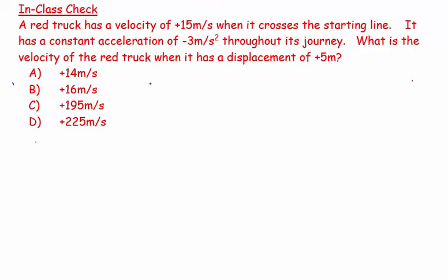So this question says that a red truck has a velocity of plus 15 meters per second when it crosses the starting line. So let's visualize that. Here's our truck, and its initial velocity is equal to plus 15 meters per second. I'll put a little arrow in there so that I remind myself it's moving to the right, and it's crossing the starting line. So let's call this the starting line.